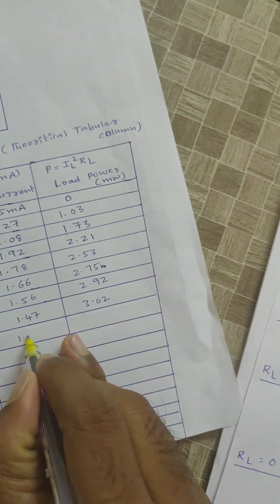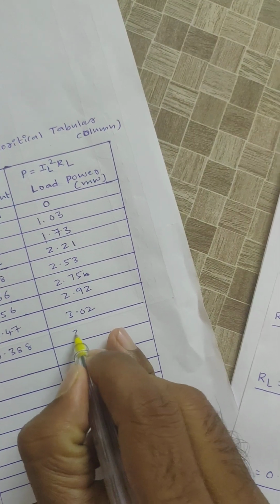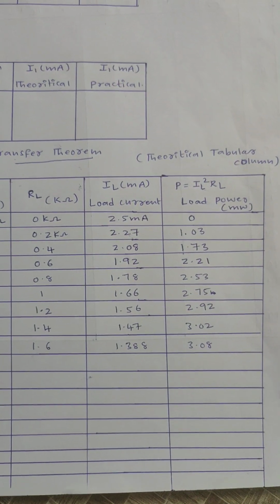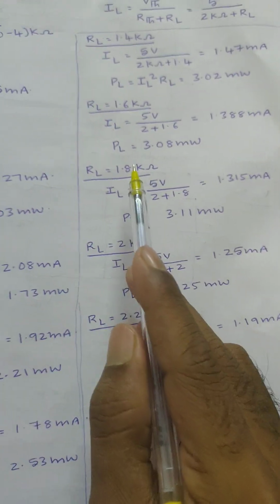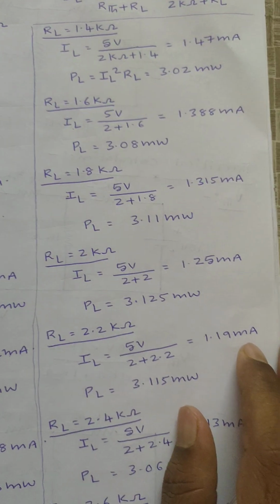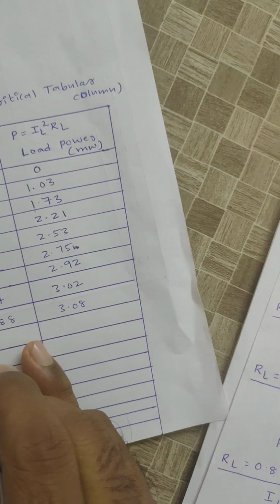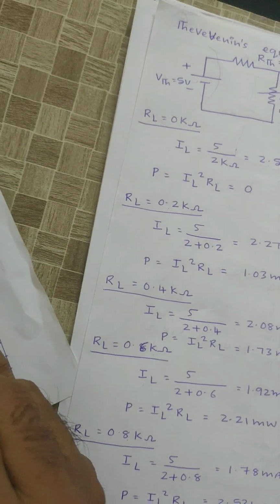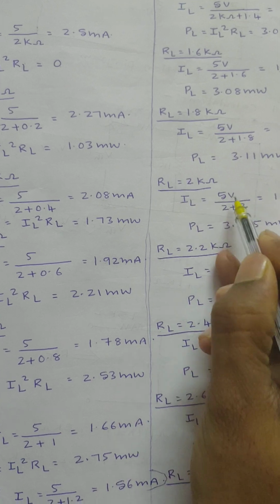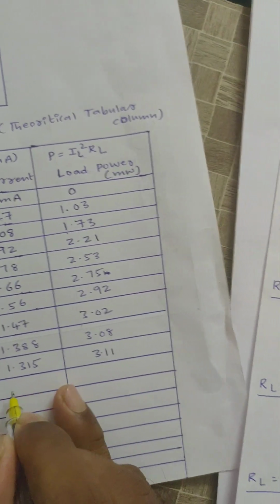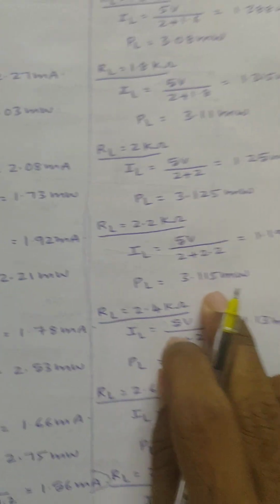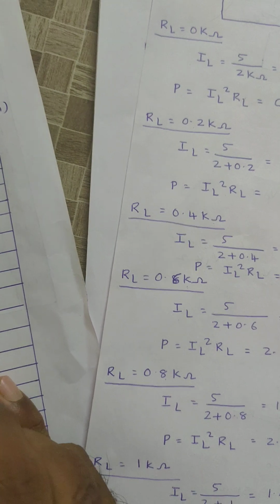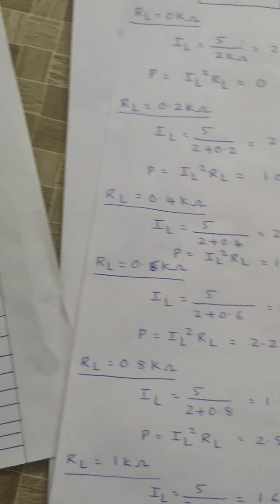right? And power is 3.08 milliwatts. Similarly, when RL is equal to 1.8 kilo ohms, right? IL value will be 1.315. Next, load power value will be 3.11 milliwatts. Okay, next case, when RL is equal to 2 kilo ohm, IL value will be 1.25, load power will be 3.12 milliwatts, right?